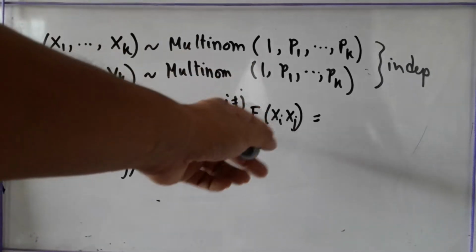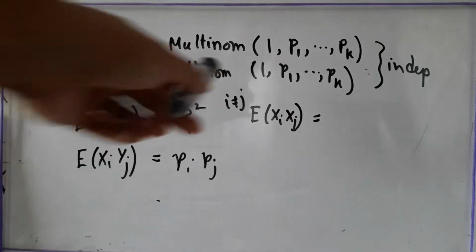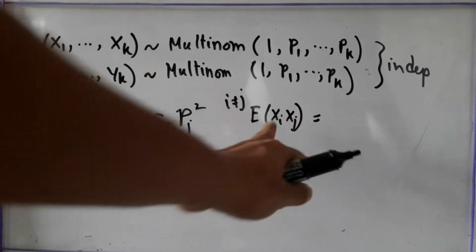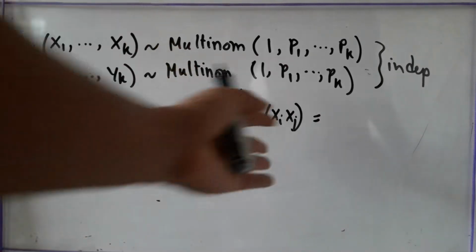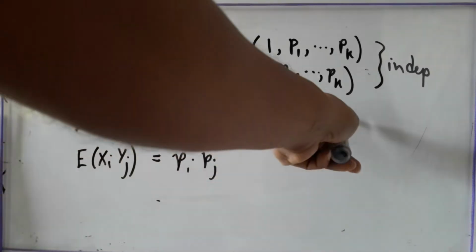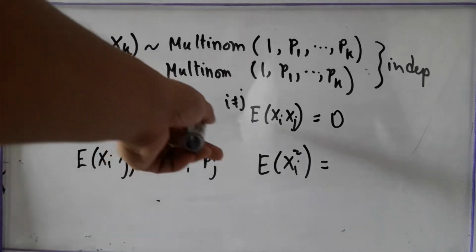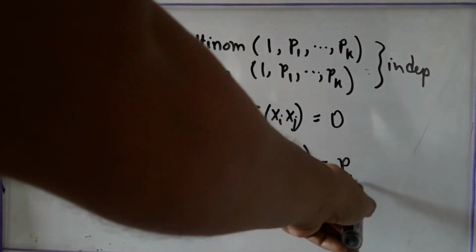Now consider the expectation of x_i times x_j when i is not equal to j. Remember, exactly one of them is 1. So out of these, at least one is 0, so the product must be 0. So this is just equal to 0. But if i is equal to j, then it is the expectation of x_i squared, but since it is a 0 and 1, its square is equal to itself, so it is just the same as p_i.